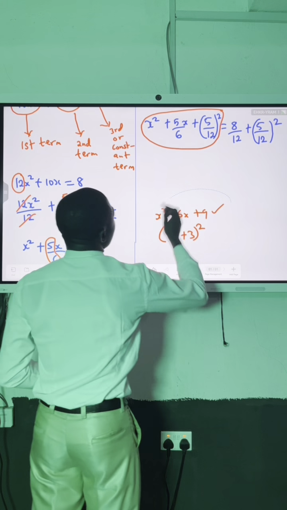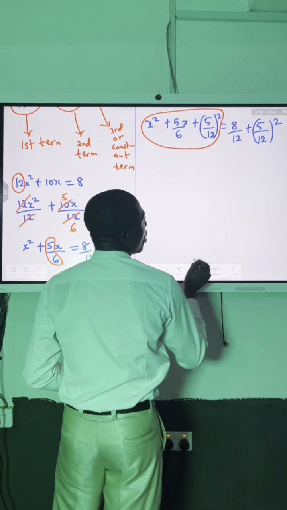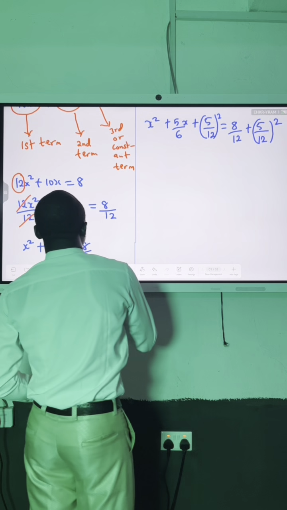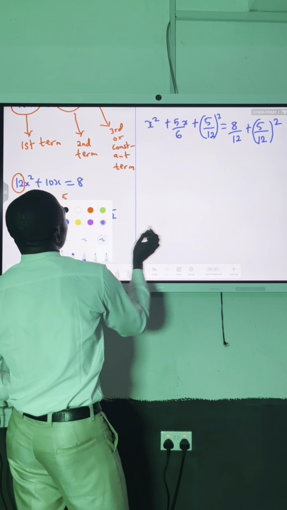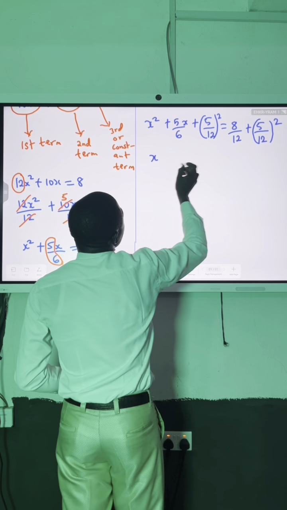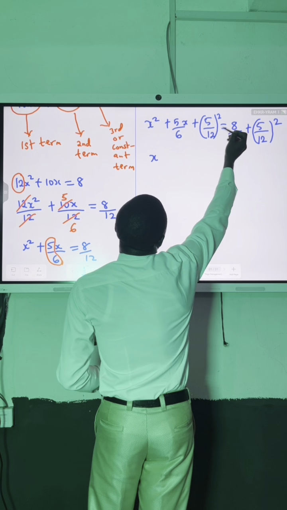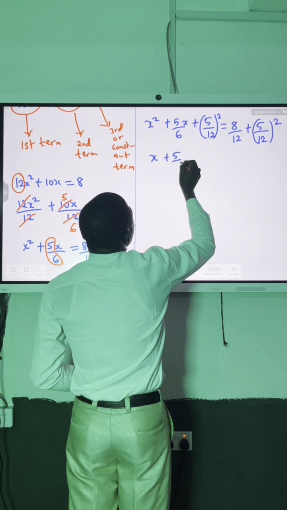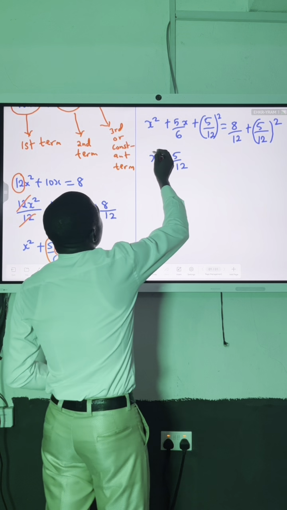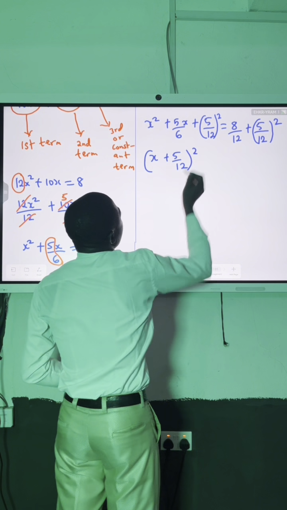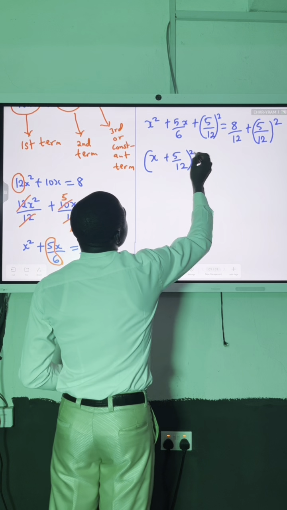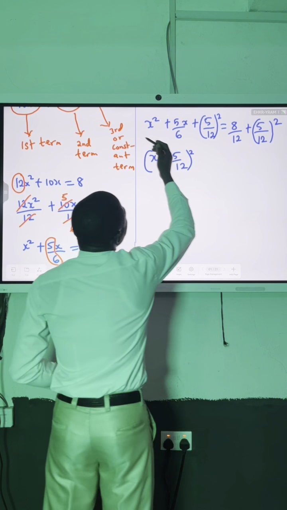When you want to write this left-hand side as a complete square, see what will happen. Take x here without the square, you have x. Go inside the bracket where you have the square and take plus 5 over 12. There is no sign here, which means there is a hidden plus in front of that 5 over 12. Now put a square above the two of them. What it means is that if you expand this expression, it will give you the three terms.